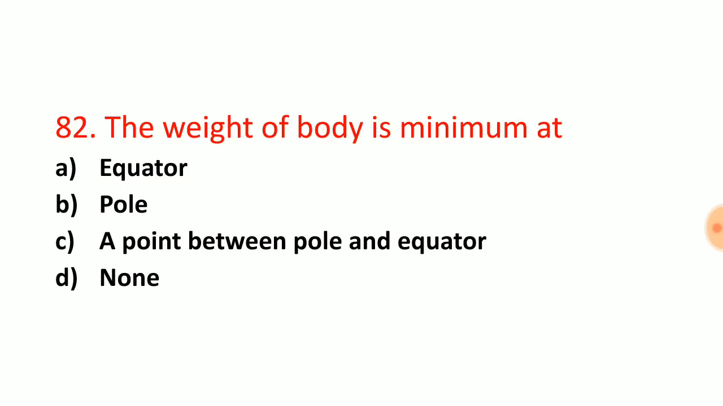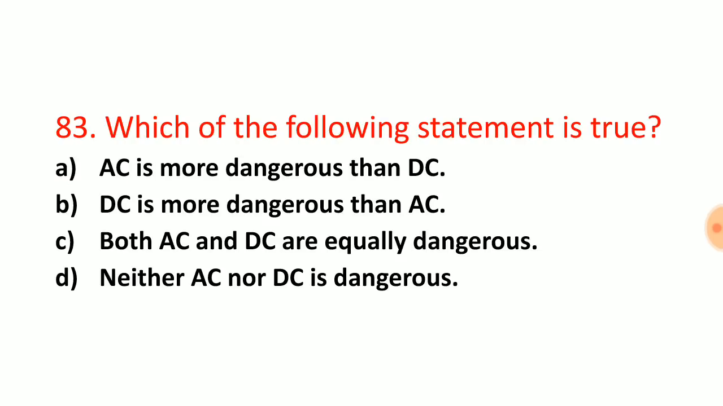Question number 82. The weight of a body is minimum at. We know that weight depends on acceleration due to gravity. Acceleration due to gravity is minimum at the equator. Because of that, the weight of the body will be minimum at the equator. Question number 83. Which of the following statements is true? Among these, AC is more dangerous than DC. This is the true statement.